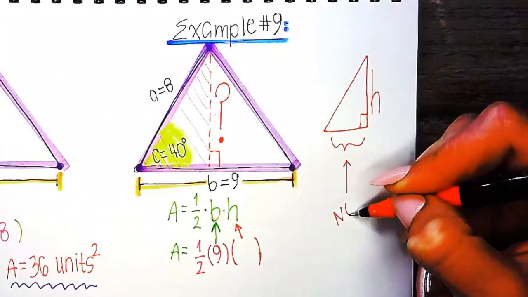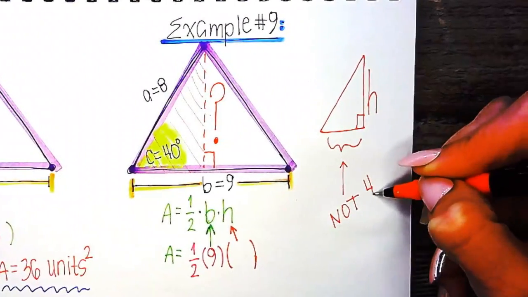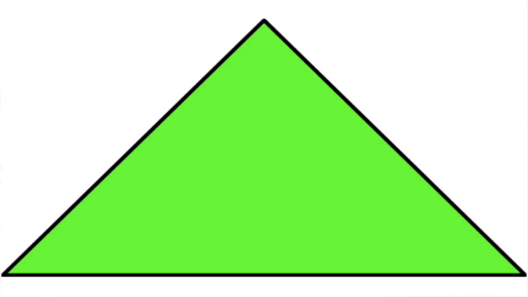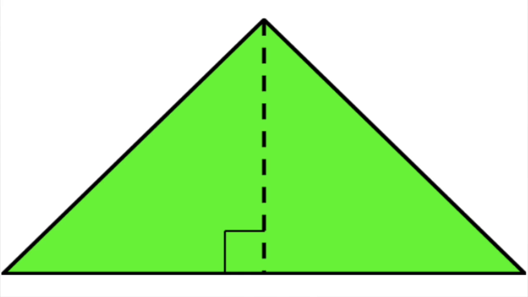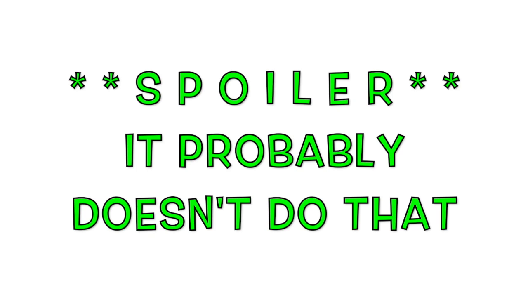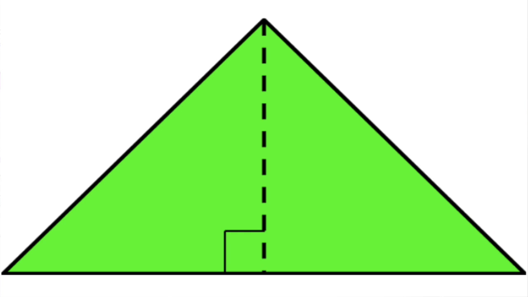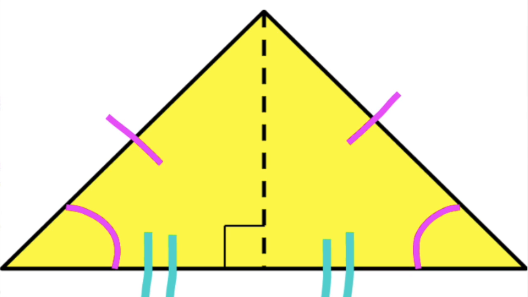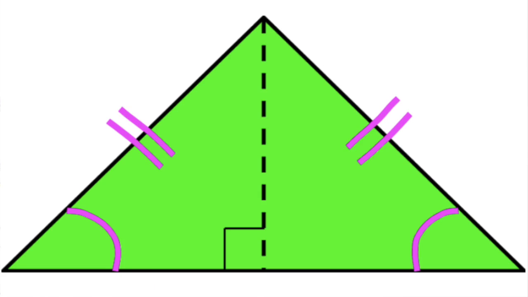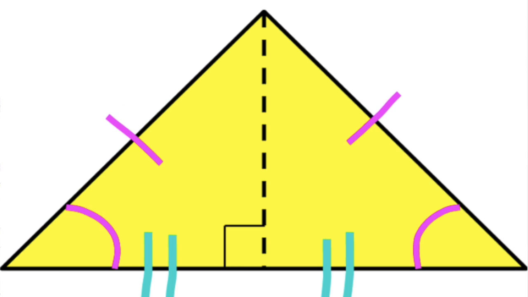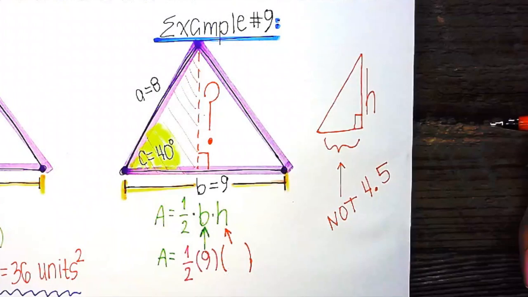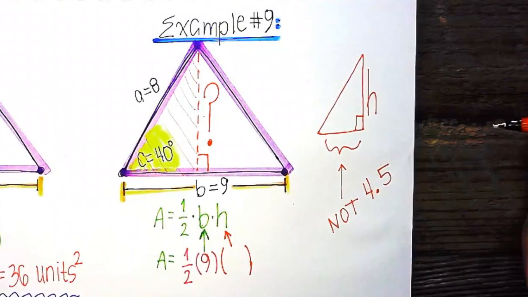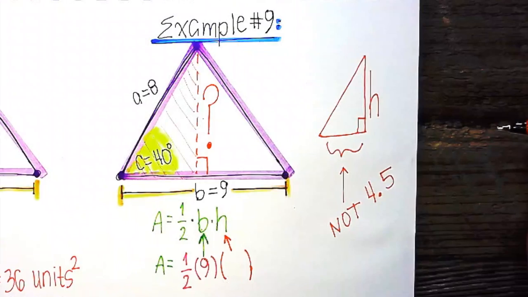More often than not, I realize that people are making mistakes finding area because they're jumping to conclusions and assuming that the altitude is dividing the base, which it is perpendicular to, in half. Do you know when it cuts that base in half? It only cuts that base in half when you're working with an isosceles triangle where the two congruent angles are on the bottom or touching that particular base. Since we have no reason to believe that this is an isosceles triangle, we can't make the assumption that that piece is 4.5.